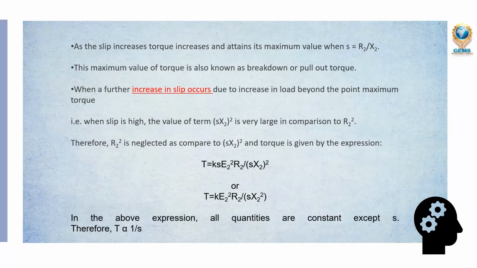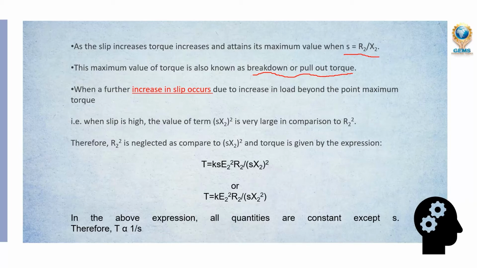As the slip increases, what will happen? It will reach the maximum value. The slip will increase until the value is equal to R2 by X2. When the slip increases, torque also increases, and that maximum value of torque is known as pull out torque or breakdown torque. What is breakdown torque or pull out torque? As the slip increases, torque also increases and attains the maximum value. The value at maximum torque is the pull out torque.